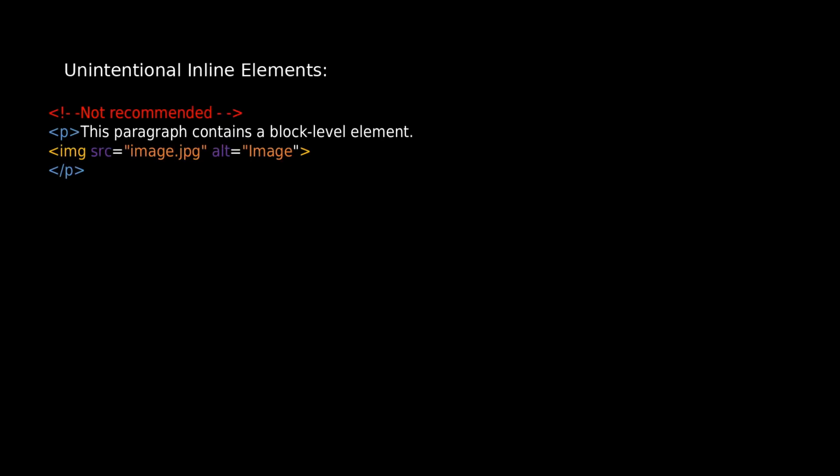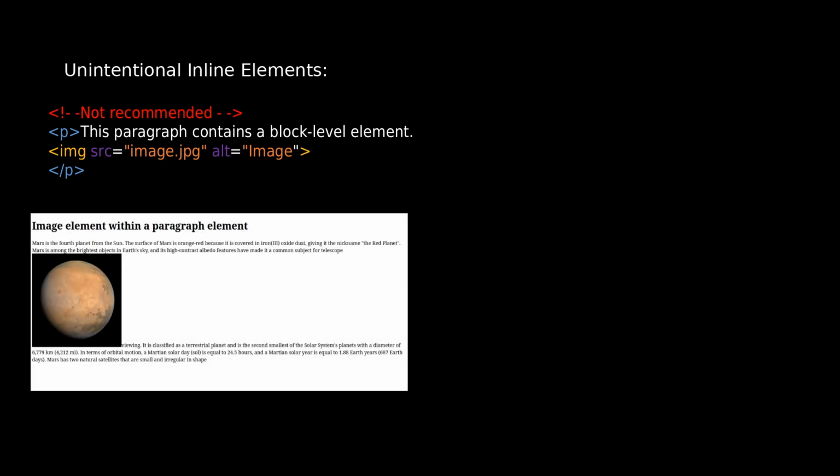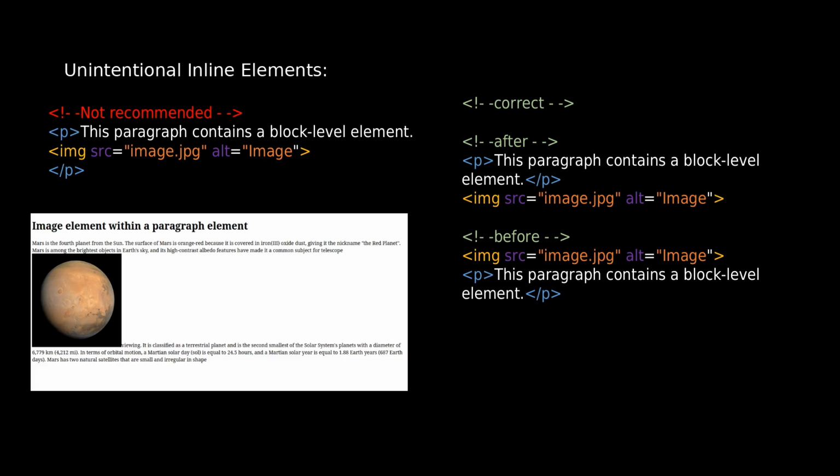Unintentional inline elements. You can include an inline image within a paragraph element, as you can see in this example. However, keep in mind that the image will be treated as part of the text flow, meaning it will align with the text. If the image is too large, it might break the layout of the paragraph. You can control the size and alignment of the image using CSS if needed, but this is an unfriendly approach. So I wouldn't recommend adding an image element inside of a paragraph element. Instead, just type the paragraph element and close it, then add the image element.